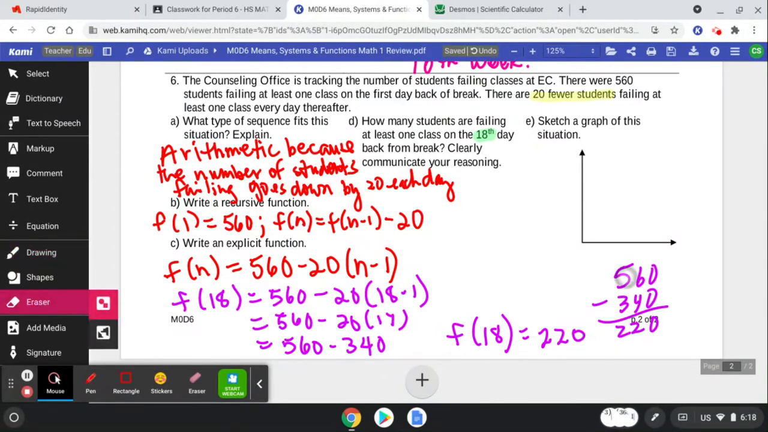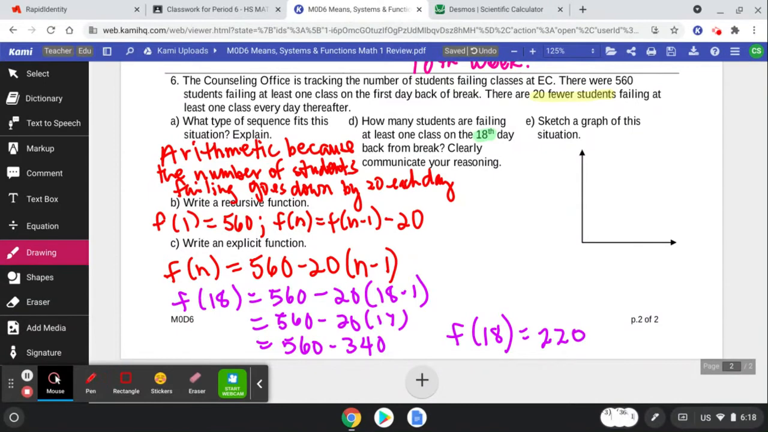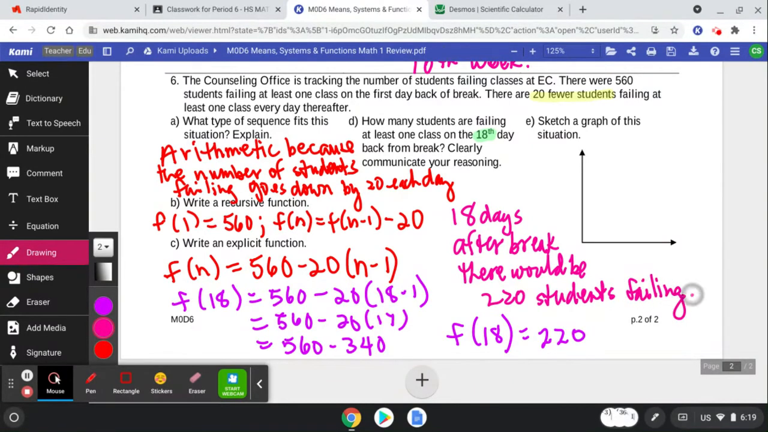Yeah. Okay, so we then write our sentence for part D. We'd say after 18 days after break, there would be 220 students failing. This is part D.